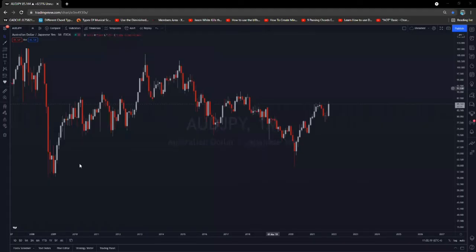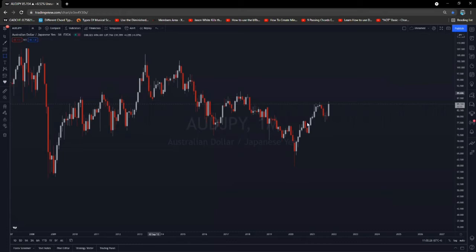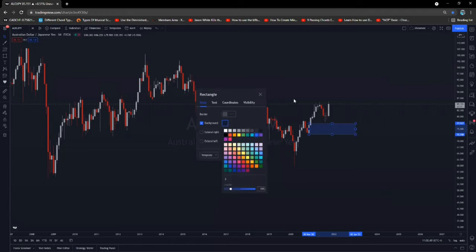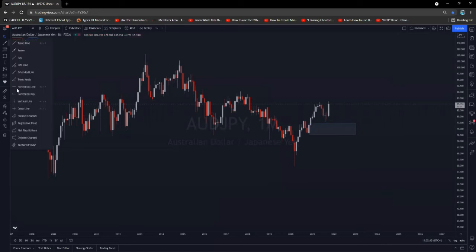Another pair that took off without us is AUDJPY. I'm going to be using a small piece of data. I'm not going to be analyzing everything because we already analyzed this pair. So there's this area of demand over here. All right. There's this area of liquidity over here.